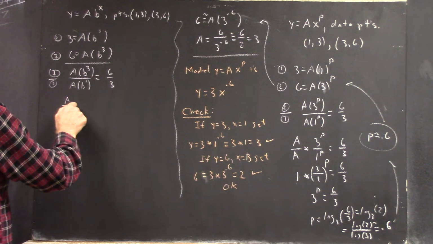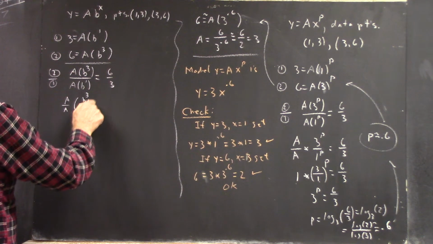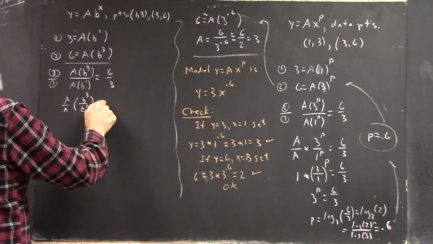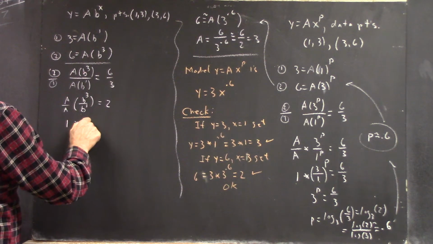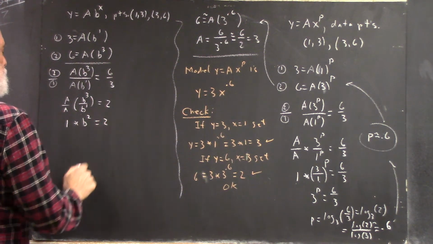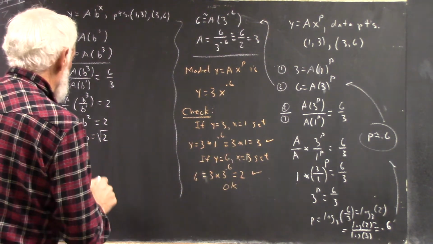So that a over a times b to the third over b to the 1 equals 2. So that 1 times b squared equals 2. So that b equals the square root of 2.